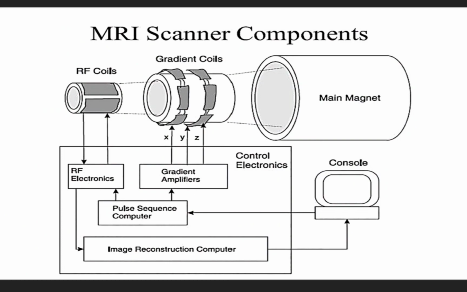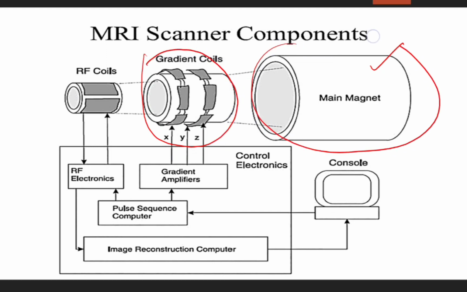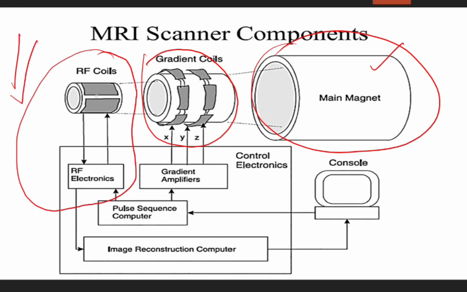So this is another diagram. As you know, this is your magnet, this is your gradient coil. We are mainly interested in this part, this is our part, the RF coil. In this class we are just discussing RF systems and RF electronics. So we will see the next one.